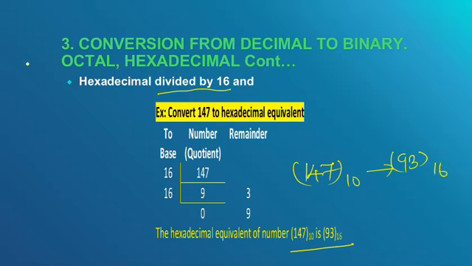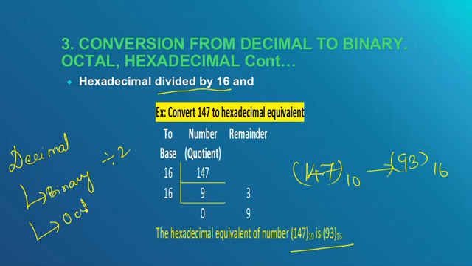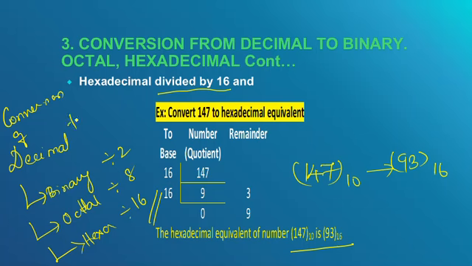So if you want to convert a decimal to binary, just divide by 2. If you want to convert to octal, just divide by 8. If you want to convert into a hexadecimal, then divide by 16. So this is conversion of decimal to binary, octal, and hexadecimal.